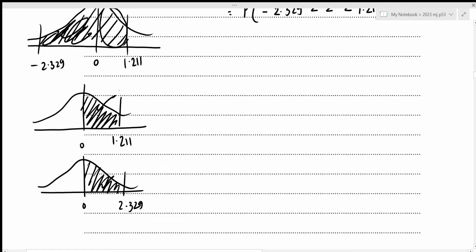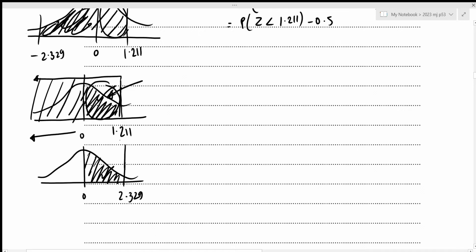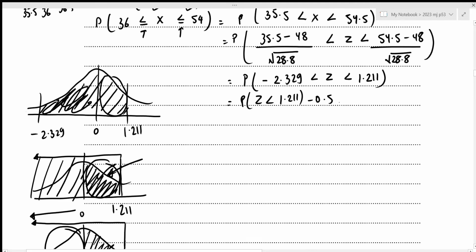Now how can we figure this out is if we figure out the probability less than 1.211 and subtract this area, then we get the required area, right? And always remember the probability less than 0 is 0.5. So we can write the probability of this required area as the probability of Z less than 1.211 minus 0.5. Now we do the same process for this area. We can first figure out the probability less than 2.329 and subtract this area, which is 0.5. So plus the probability of Z less than 2.329 minus 0.5.